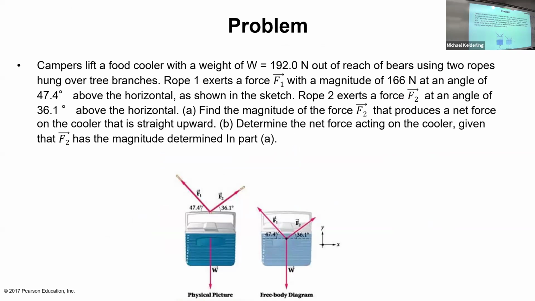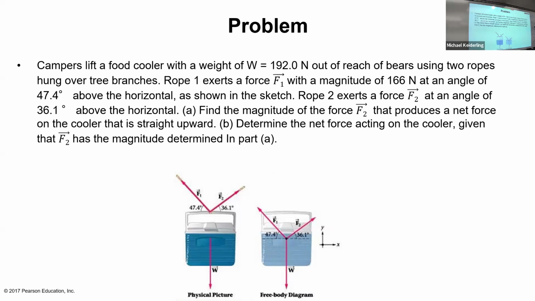So here, for example, we have campers lifting a food cooler with a weight of 192 newtons out of the reach of bears using 2 ropes hung over tree branches. Rope 1 exerts a force F1 with a magnitude of 166 newtons at an angle of 47.4 degrees above the horizontal, but towards the left, as shown in the sketch, while rope 2 exerts a force F2 at an angle of 36.1 degrees above the horizontal towards the right. We want to find the magnitude of force 2 that produces a net force on the cooler that is straight upwards.